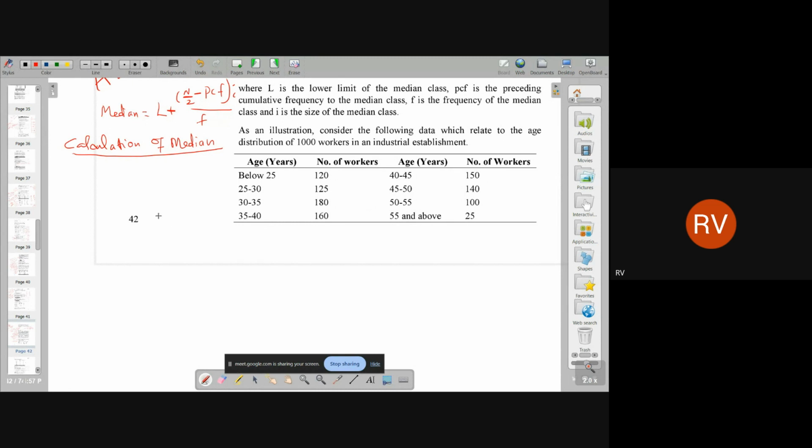This first is age. Age is below 25, 25 to 30, 30 to 35, 40 to 45, 45 to 50, 50 to 55, 55 and above.